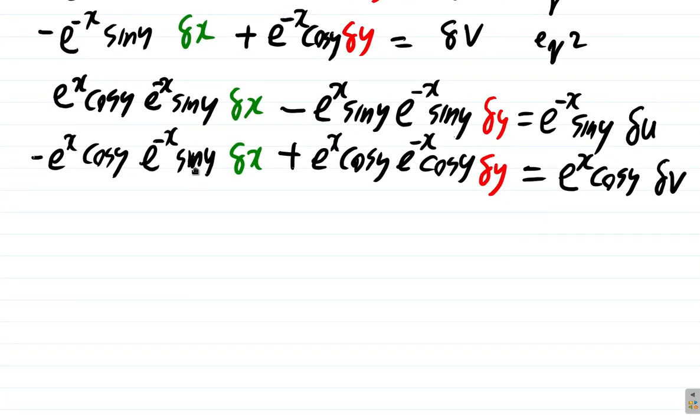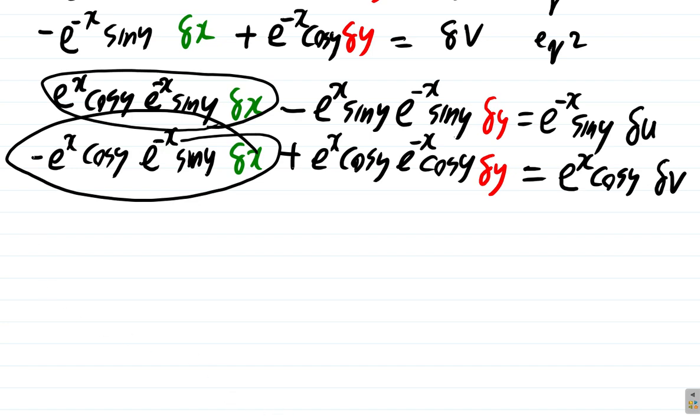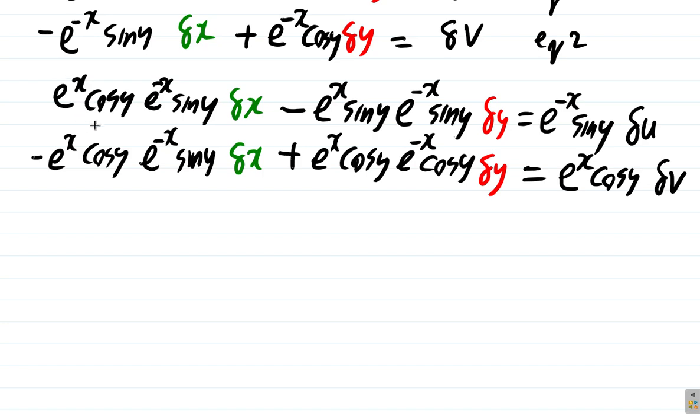Now, suppose we add in order to eliminate delta x. See, this e to the x cos y, e to the negative x sin y, plus negative e to the x cos y, e to the negative x sin y. This part and this part are the same thing except for the negative sign. So you have to add to eliminate. So this is gone. This part is out.